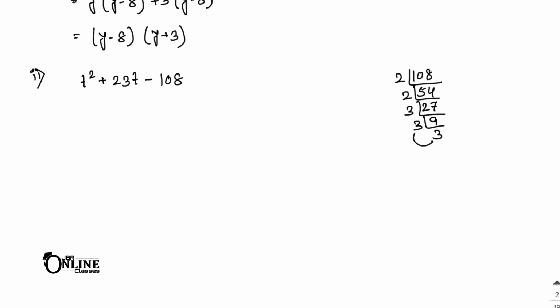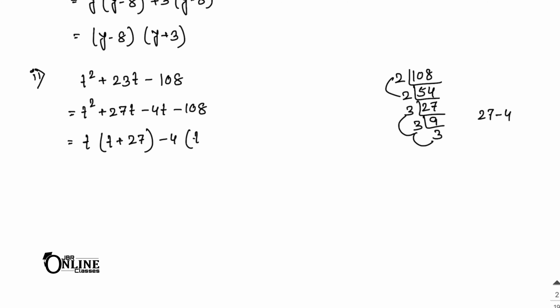So as here 3 into 3, it's 9. 9 into 3, it's 27. And here 2 2s are 4. So 27 minus 4, it becomes 23. So you can write down t square plus 27t minus 4t minus 108. If you common t here, it becomes t plus 27. If you common minus 4 here, it becomes t plus 27. So here the first factor is t plus 27 and the second one t minus 4 as your answer.